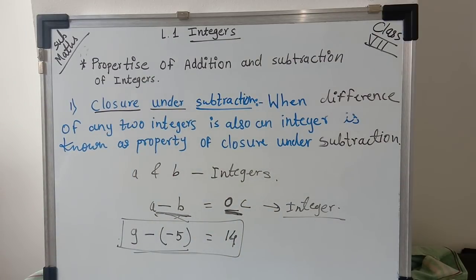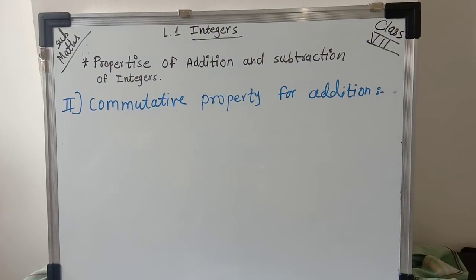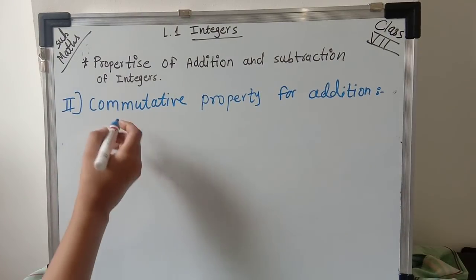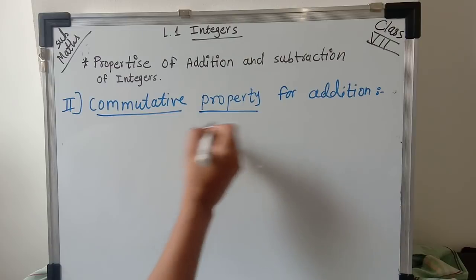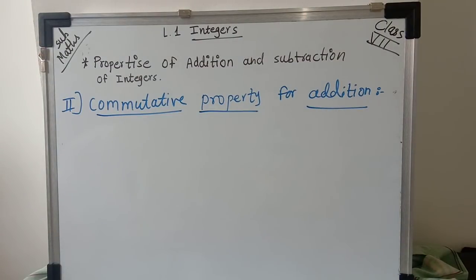Now let's learn the second property for addition and subtraction. The second property is the commutative property, and we are going to see this property for addition first. What does commutative property mean? If we add any two integers, we get the same value after changing their order.